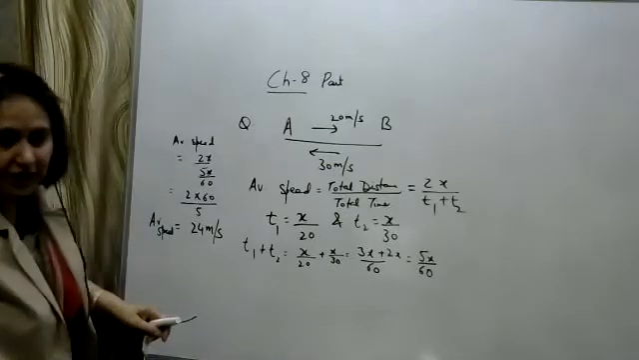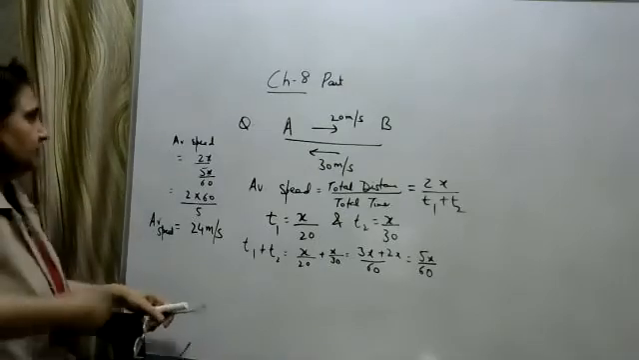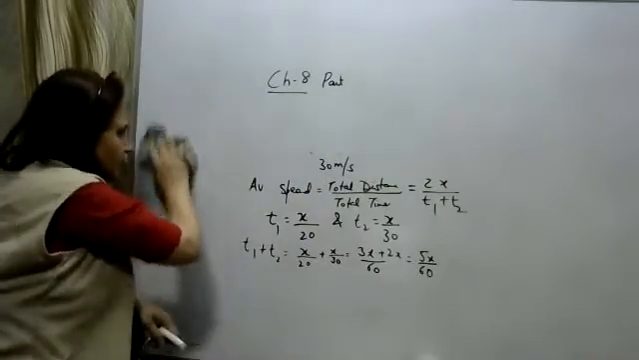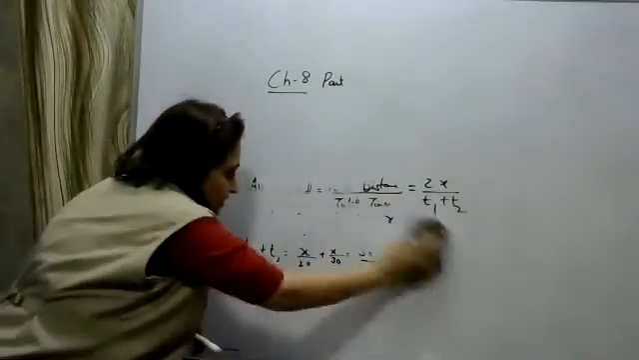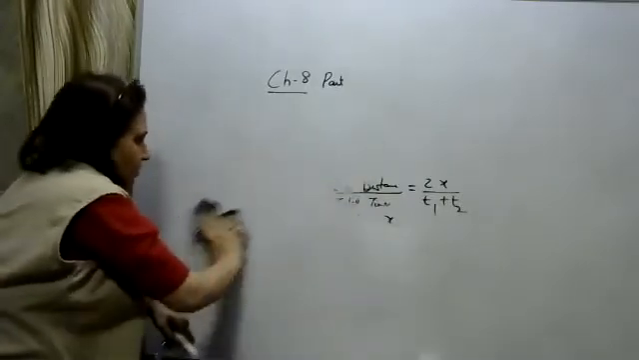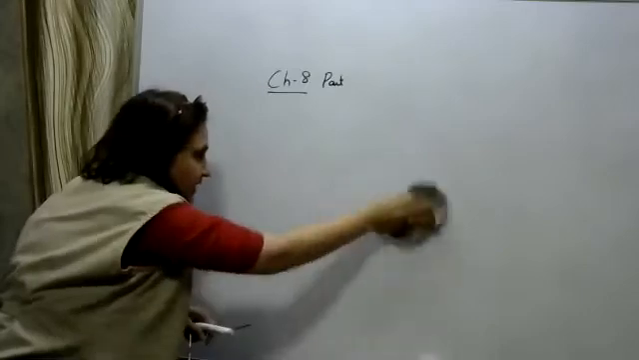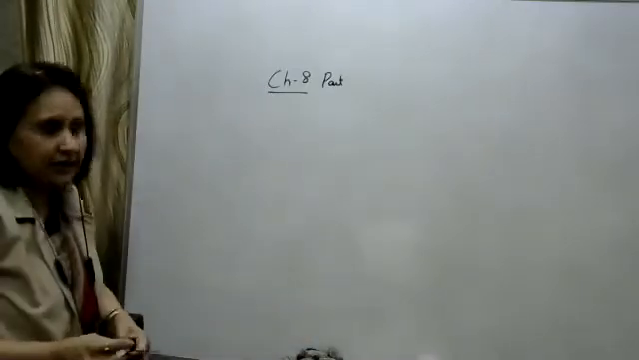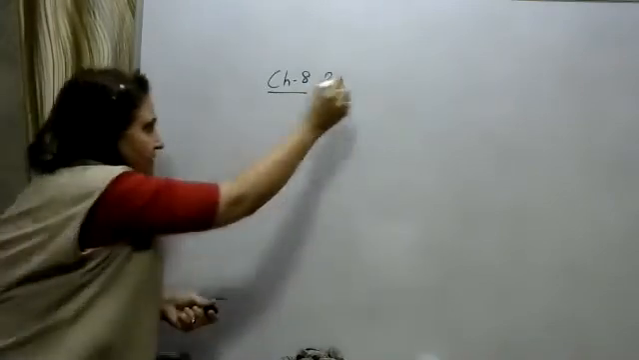Write the next, velocity. Now what is velocity? It is defined as displacement per unit time. Or we can define it as the speed with direction. It is the speed with direction.